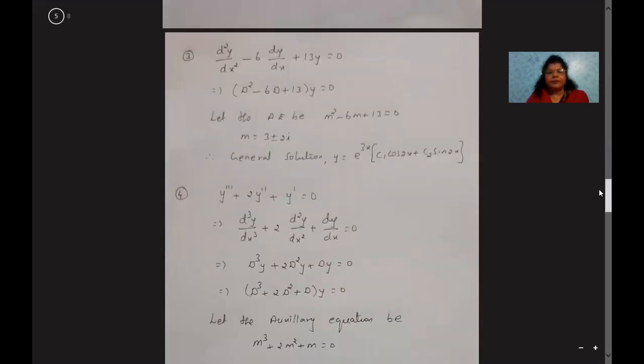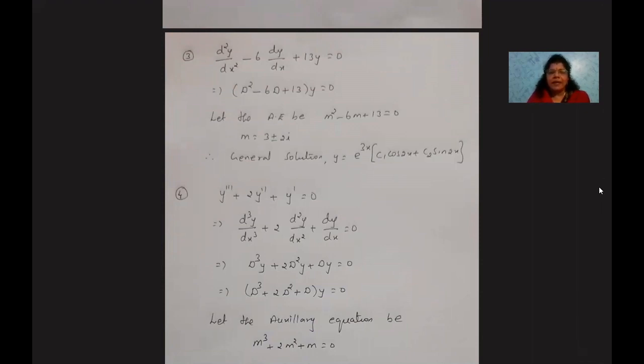Third problem. Again, a second degree equation I have taken, by replacing d square by dx square as capital D square, d by dx as capital D. We obtained the first step. By substituting D as m, we have got the auxiliary equation.